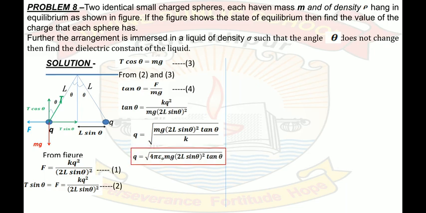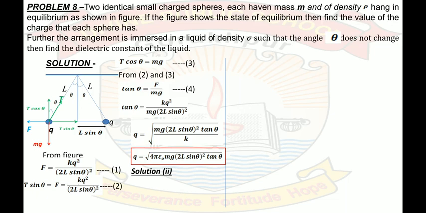This first part is given in all the books, the second part you will find in some books only. Now let us solve the second part. What if this arrangement is immersed in a liquid of density sigma such that the angle theta does not change? What will change? Theta is not changing. Since the masses and the charges are immersed in a liquid, the medium between the charges will change, and because of that F changes.